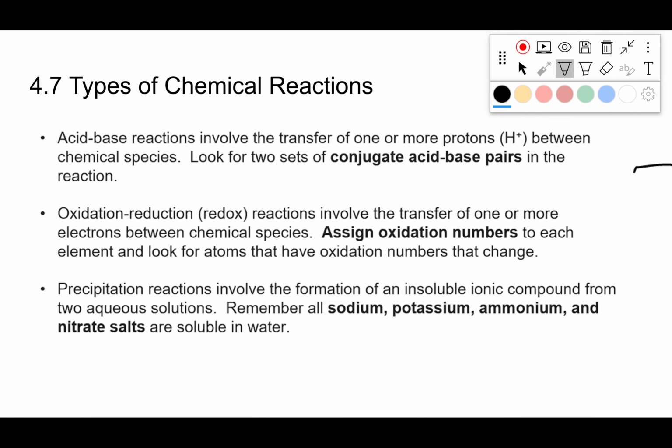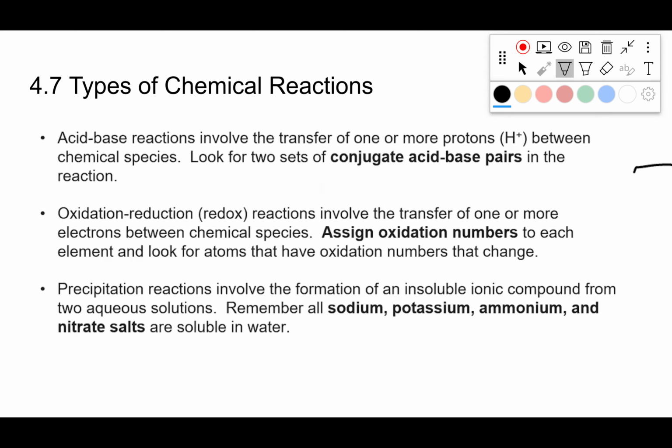Okay, so today's lesson is going to be over some more types of chemical reactions. Previously we've talked about how there are 5 main types of chemical reactions: synthesis, decomposition, combustion, single displacement, and double displacement. You need to be familiar with those, and hopefully you learned those in your first level chemistry class.